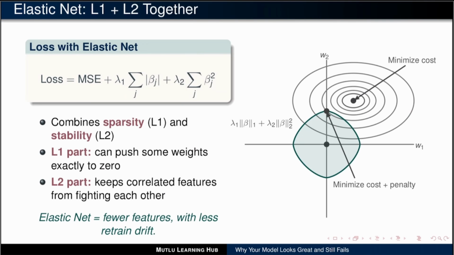Geometrically, you can see that in the constraint shape. It's not a sharp diamond like pure L1, and it's not a smooth circle like pure L2. It's somewhere in between, a rounded diamond. That means you still get sparsity in some cases, but the corners aren't as aggressive. The model doesn't flip as easily between correlated features. So in practice, ElasticNet often gives you a smaller model, but with more consistent behavior across retrains.